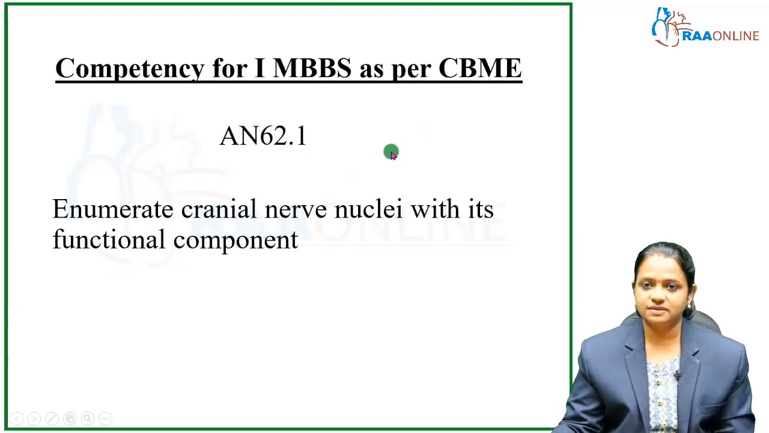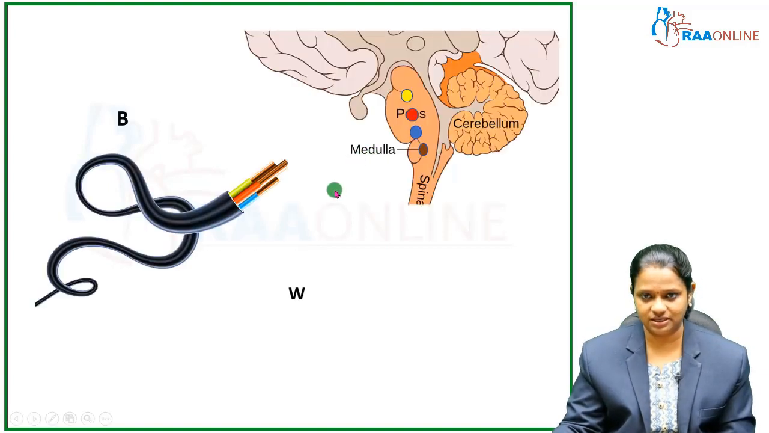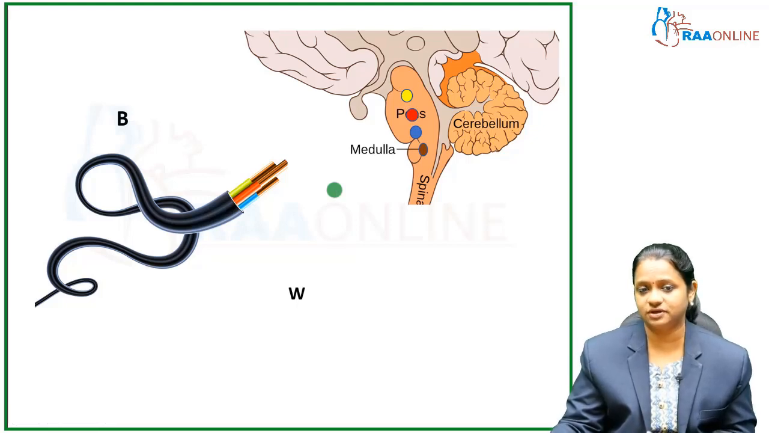So, according to the CBME curriculum, Phase 1 MBBS students must be able to enumerate the cranial nerve nuclei with its functional component. So, we have seen what the functional components of a cranial nerve are. What is cranial nerve nuclei? How do we describe the functional component of a cranial nerve nuclei?